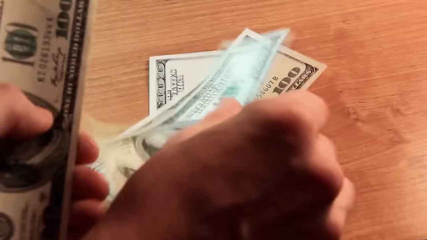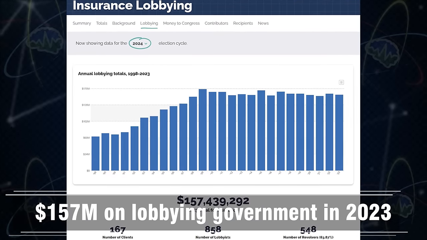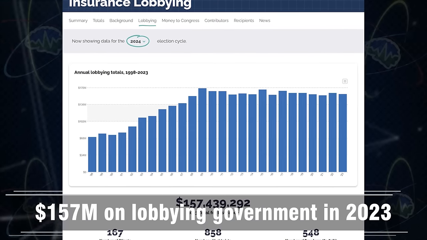E-bikes are classified as consumer products, not motor vehicles, by the federal government. But of course, you'd like to force riders to register them and pay to insure them. I wonder who lobbied for this bill. Oh, I see. Insurance companies spent $157 million on lobbying government in 2023. Let me look up how much e-bike riders spent on lobbying government last year. Let me add that up for you. And nothing. So great job, California and New Jersey.